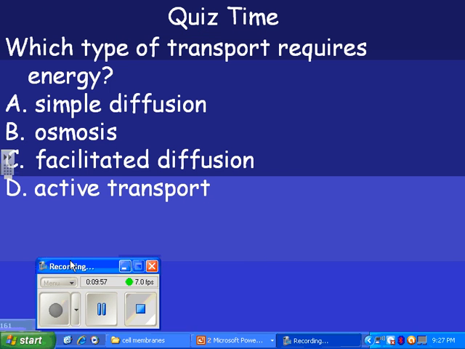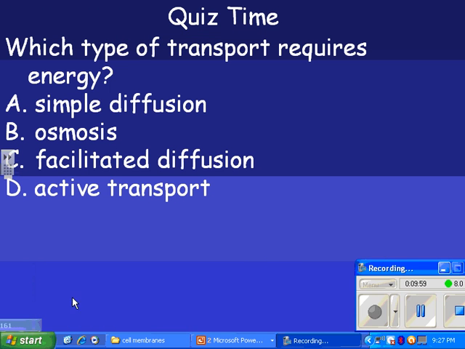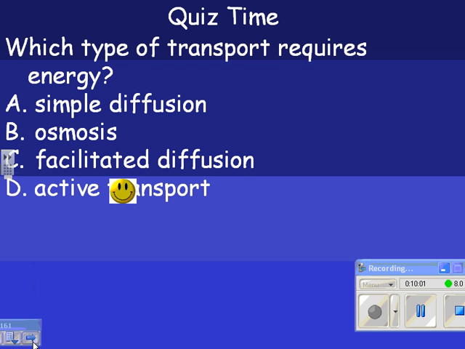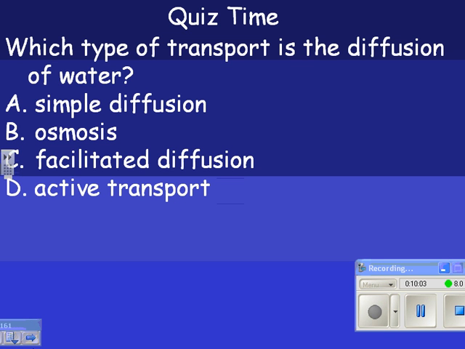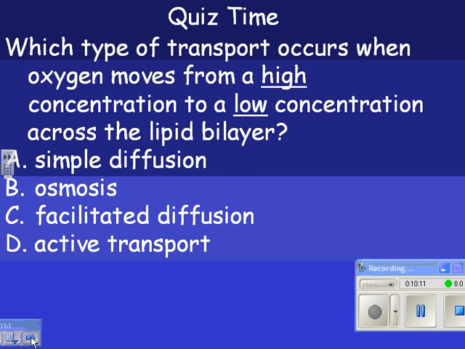So quiz time. Which type of transport requires energy? So only active transport so far. Which type of transport is the diffusion of water? So that's a special type of simple diffusion. It's called osmosis. Which type of transport occurs when oxygen moves from a high concentration to a low concentration across a lipid bilayer? So it's going across the lipid bilayer, not across a protein.